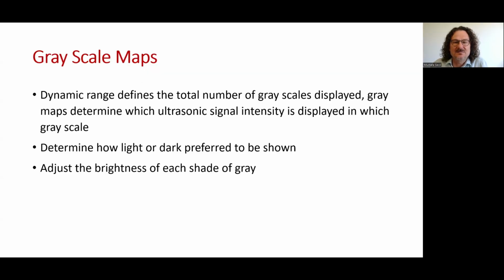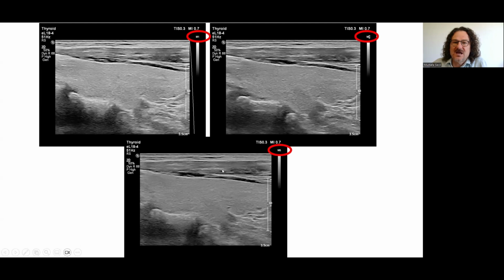The other parameter is the grayscale maps. Dynamic range defines the total number of grayscales displayed. On the other hand, gray maps determine which signal intensity is displayed in which grayscale. It determines how light or how dark is preferred and adjusts the brightness of each shade of gray. These are 3 examples with the same dynamic range in 3 different maps. This map prefers more white tones, more gray tones. It's upon the user's preference.